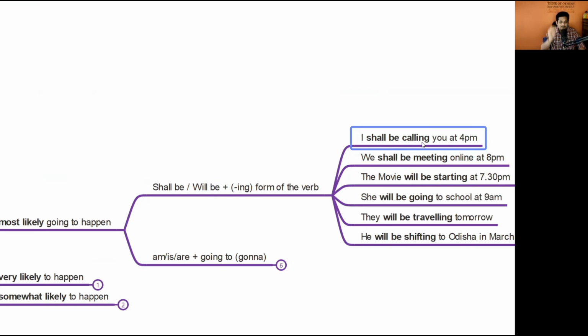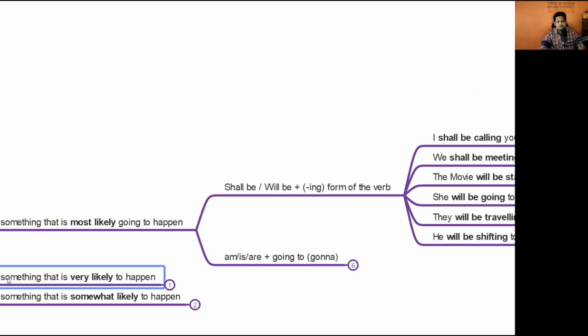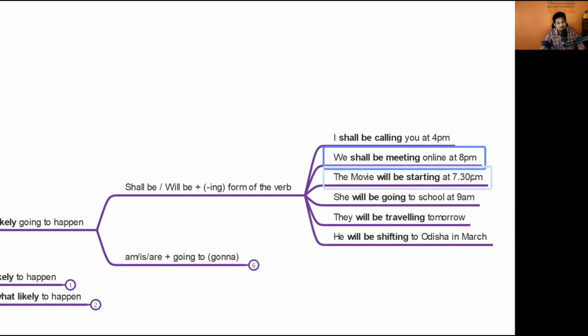So when you say I will call you at 4 p.m. and when you say I will be calling you or shall be calling you at 4 p.m., there is a difference. The difference is when you say will, it is very likely going to happen, not most likely going to happen. But when you say will be, it will be most likely going to happen. Okay, when you are very sure that it is going to happen.